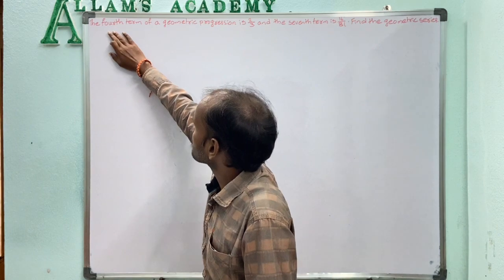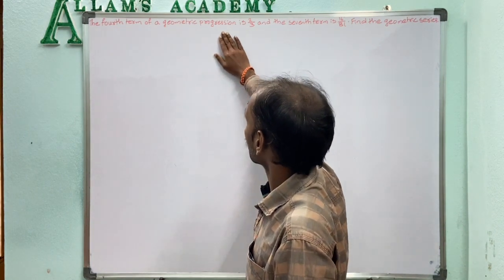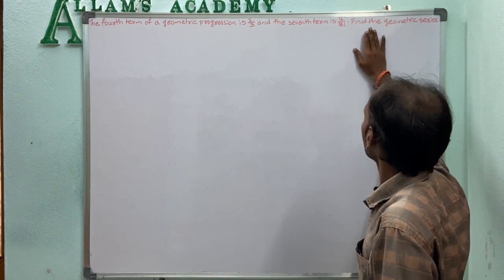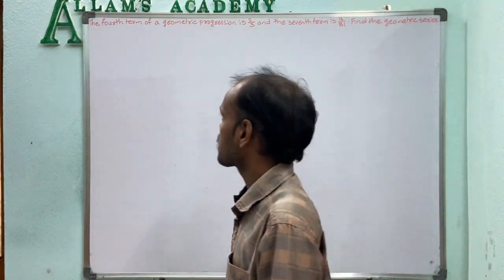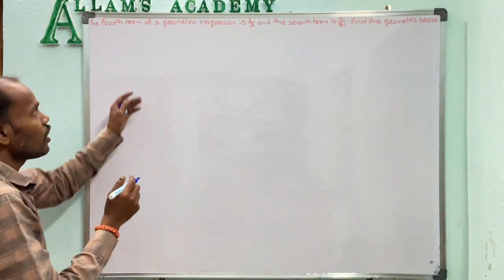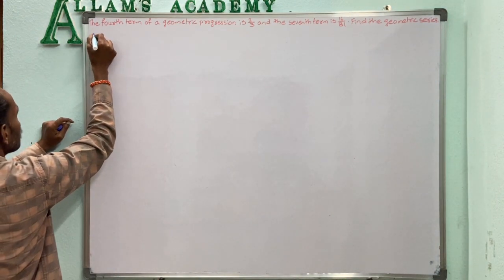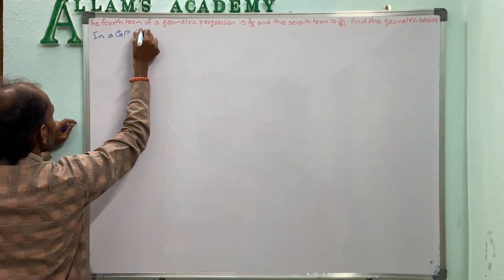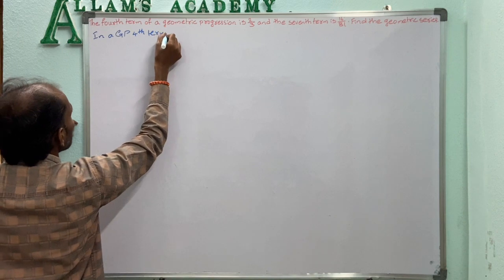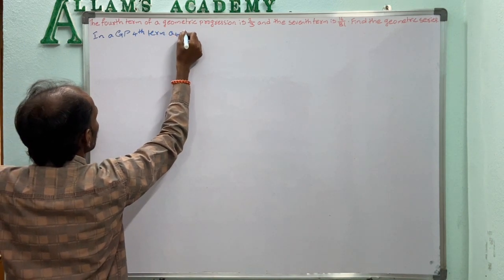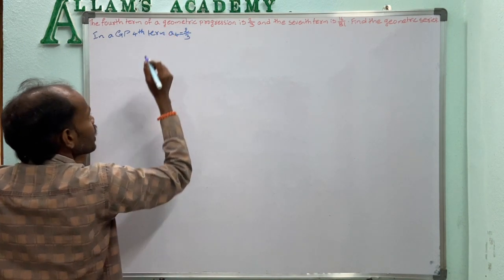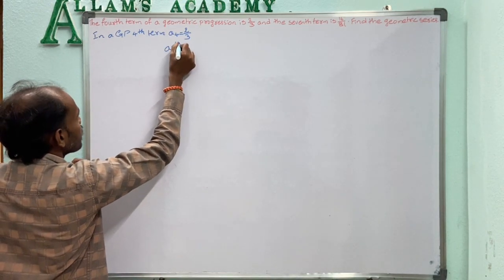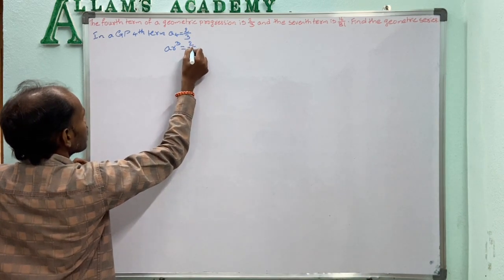The problem given: the fourth term of a geometric progression is 2/3 and the seventh term is 16/81. Find the geometric series. In a geometric progression, the fourth term a4 is given as 2/3, which is a r^3 = 2/3.